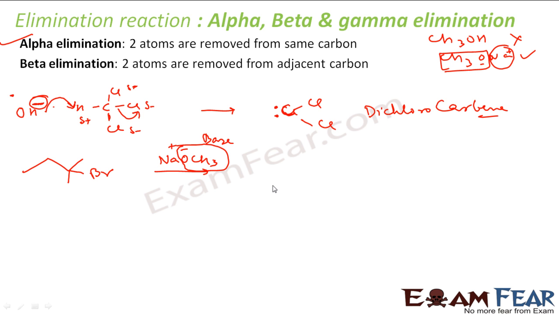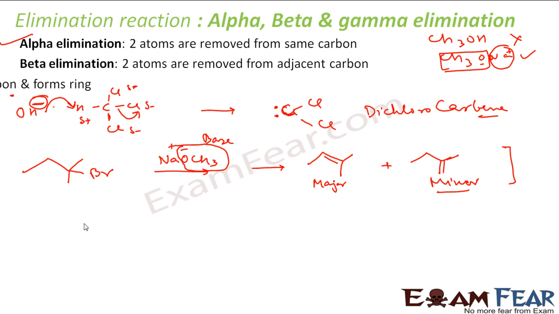So with this, if you react, what you get is, I'll just write the product, this and this. This is my major product and this is my minor product. And this will be based on a rule. We'll talk about it later when we talk about the rule, why this is major and why this is minor, right? So there is a rule for that. We'll talk about that.